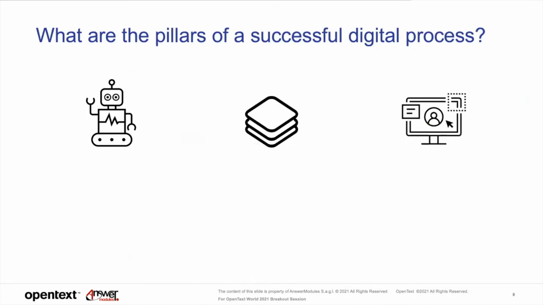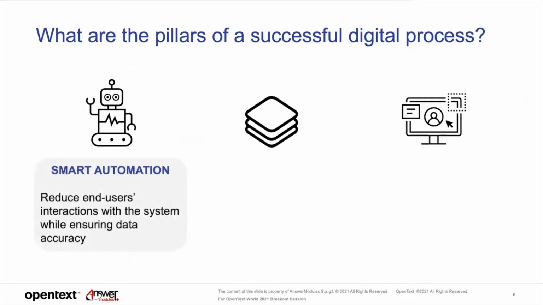Now, even though each of those business solutions is definitely unique, there are three recurring elements to the most successful ones. And this all really starts from the fact that they are highly automated. And the reason that they're highly automated is really to reduce the end user's interaction with the system, and therefore also reduce any human error for the benefit of data accuracy and overall efficiency.